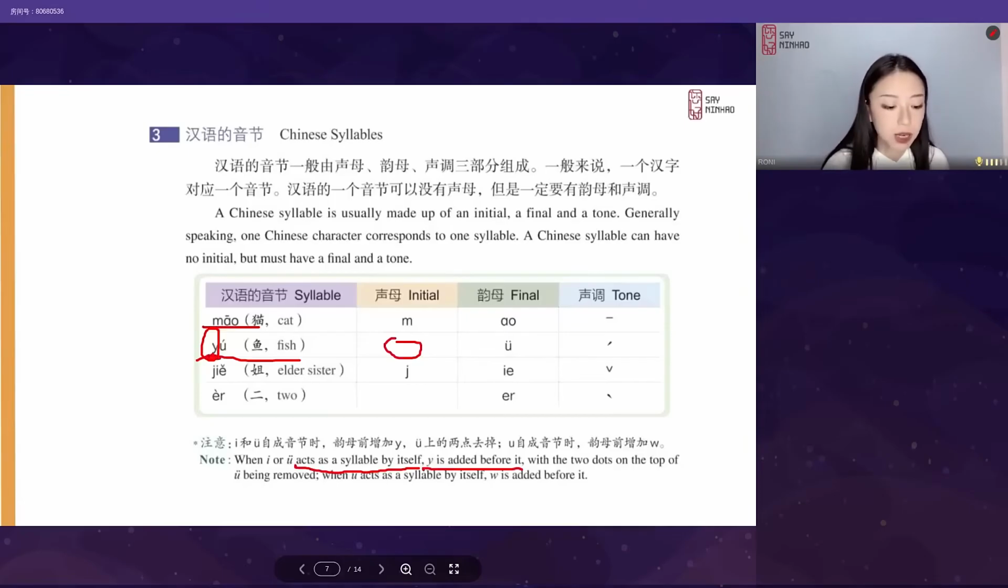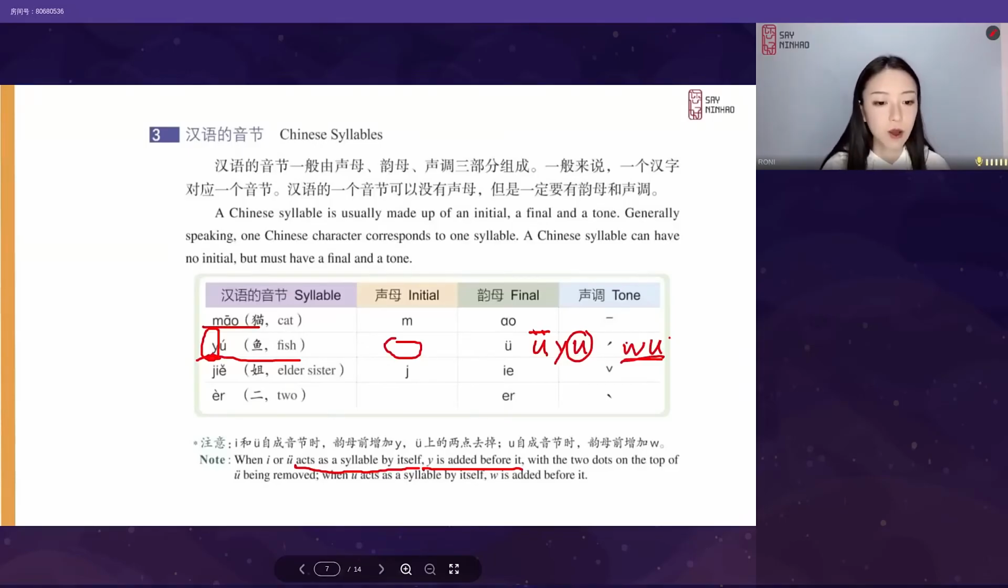And with the 2 dots of U removed, which means we will remove these 2 dots and just write it like this. And it looks just like U, right? So what should we do when the final is U? When U itself acts as a syllable, then we should put this initial before it, okay?